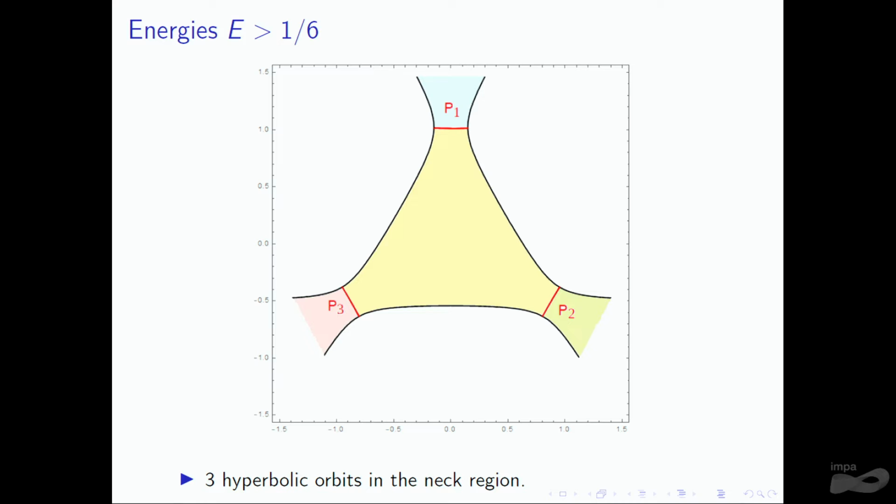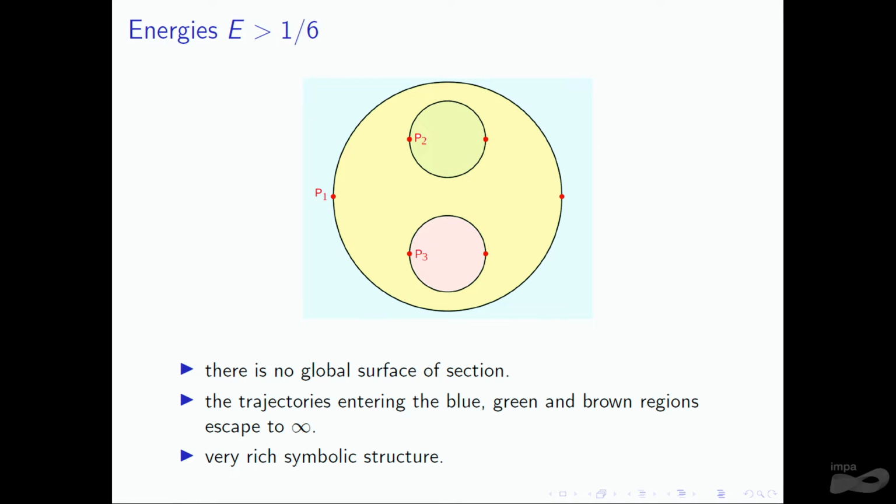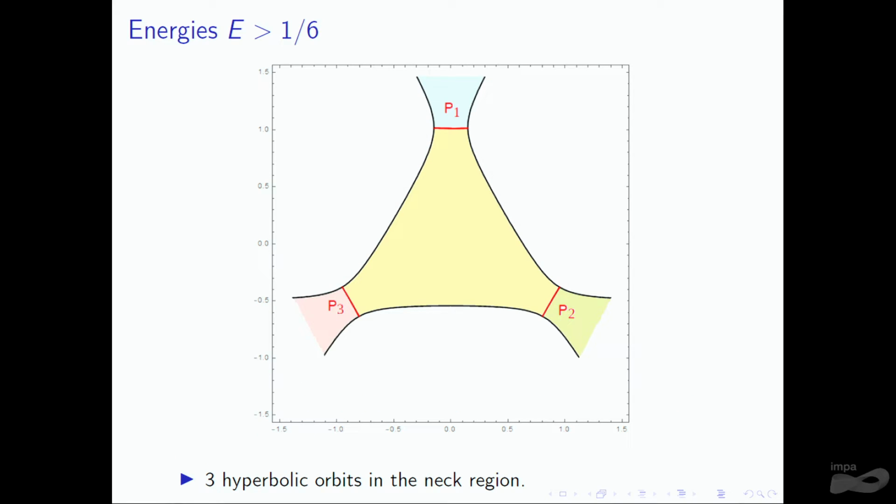It's the same problem as before. And so what is expected to happen is the following. You can create many different types of symbolic dynamics. For instance, you have an orbit which is coming from this region, and well, because you have a hyperbolic orbit, you can.